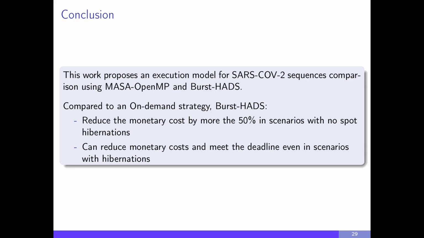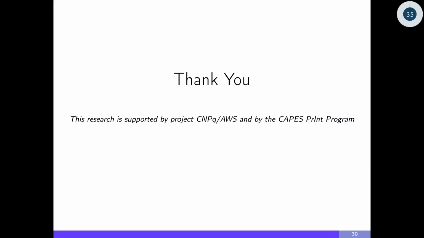So, our evaluation showed that with Mas OpenMP running on top of BurstHaze, we could align more than 22,000 SARS-CoV-2 sequences. We compared our solution with the on-demand strategy, and in this case, BurstHaze was able to reduce the monetary cost by more than 15% in scenarios with no spot hibernations, and BurstHaze was also able to reduce the monetary cost and meet the deadline even in the case where we have lots of hibernations. Therefore, our evaluation showed the benefits in terms of monetary cost reduction of using BurstHaze, but also that the cloud can play a fundamental role in the problem of comparisons of SARS-CoV-2 sequences. Okay, so thank you very much.